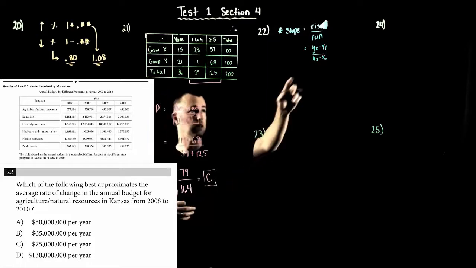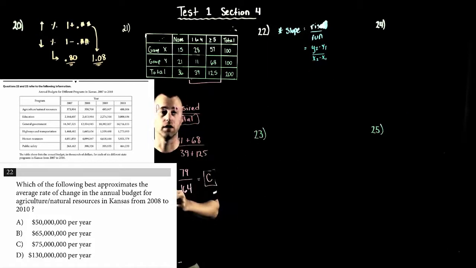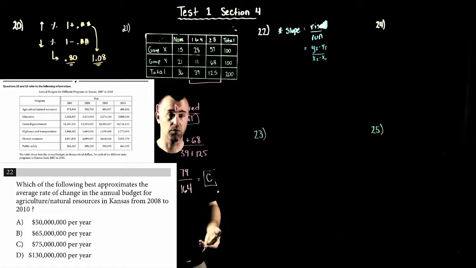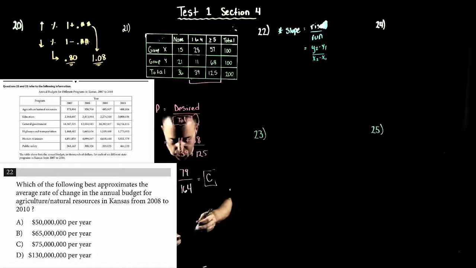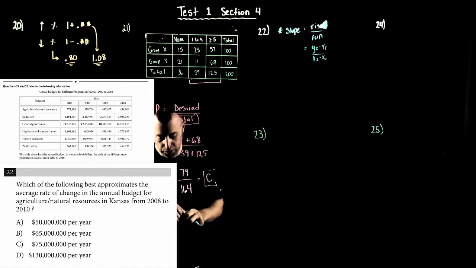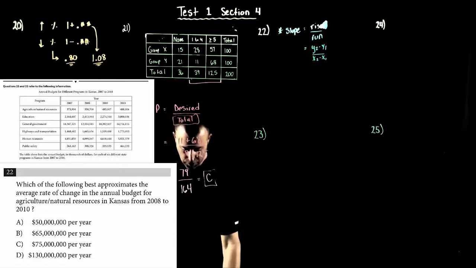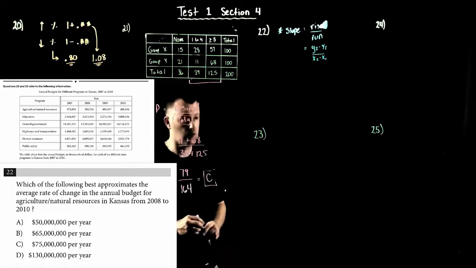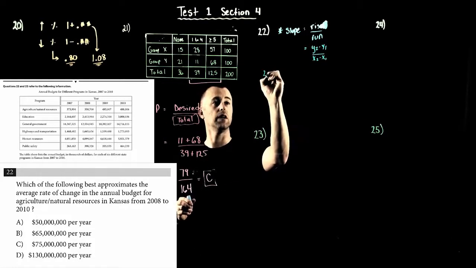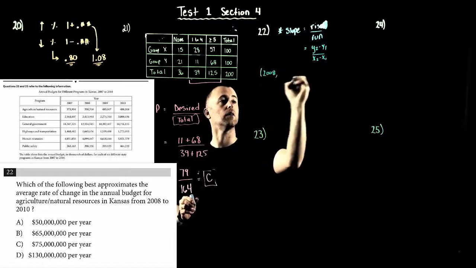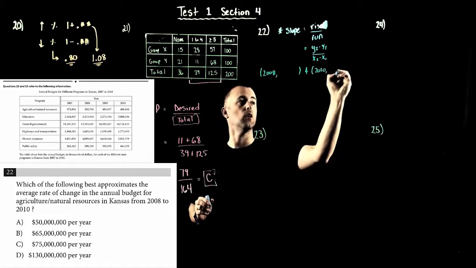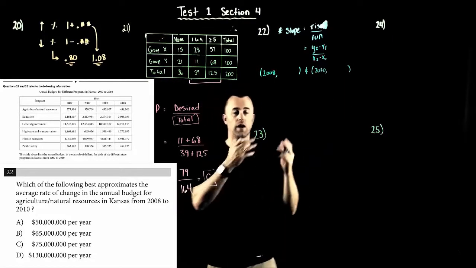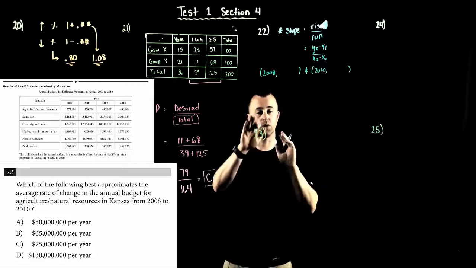The reason why I'm jumping to this explanation first is because we're dealing with a bunch of data points. We don't have a graph, so there's no rise over run defined. So which best approximates the average rate of change in the annual budget for agriculture or natural resources in Kansas from 2008 to 2010? So first off, if I look at my points, I'm going to have 2008, and I'm going to have 2010. And again, I'm trying to set up points here because I have to find a slope. I need 2 points. So those are my inputs.